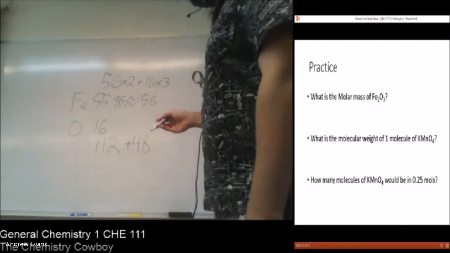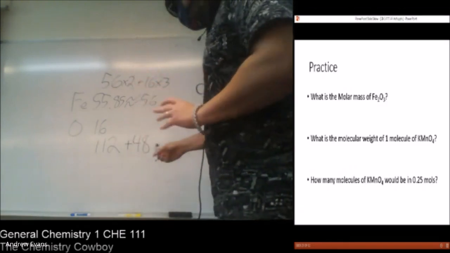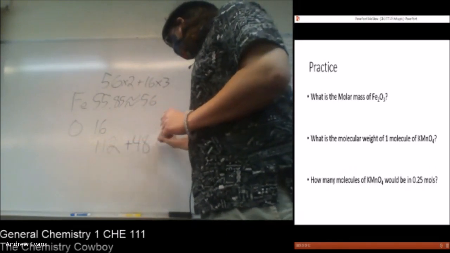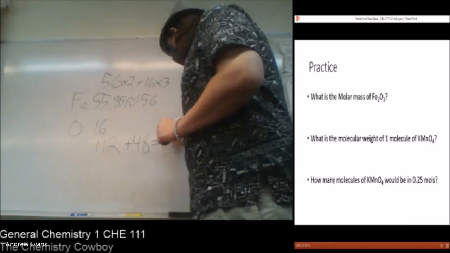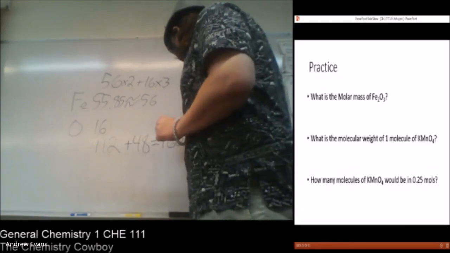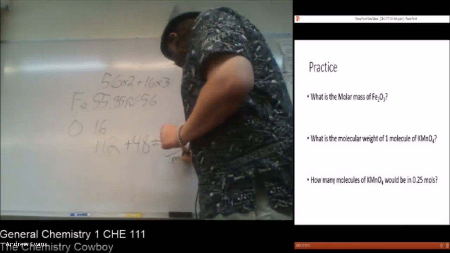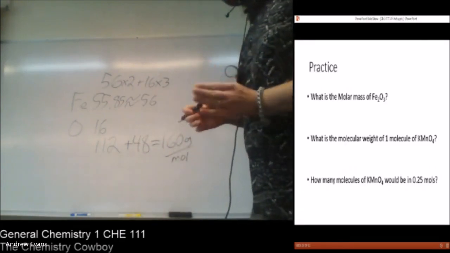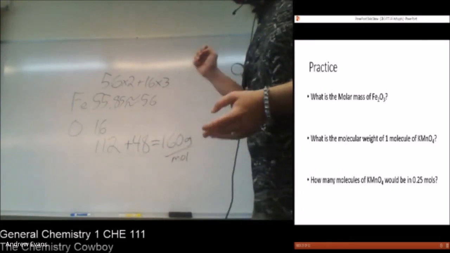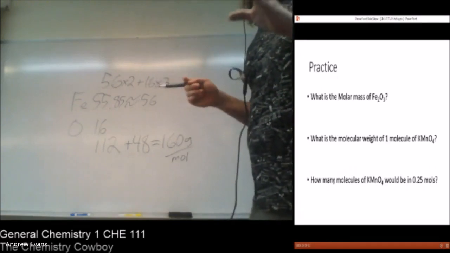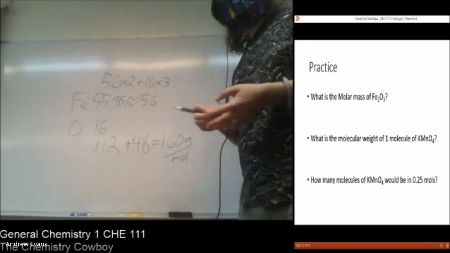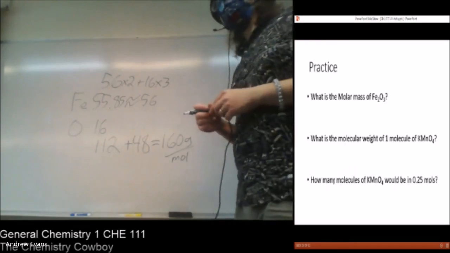You learn these patterns. So 112 plus 48 gives you 160 grams per mole. Straightforward. I read these numbers off the periodic table, or I would have had I not literally done this yesterday.